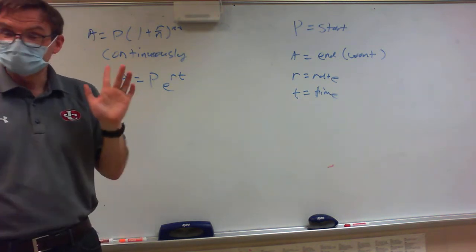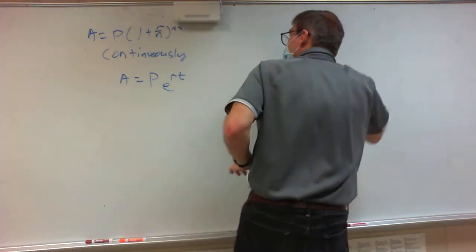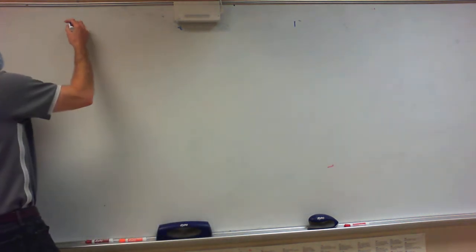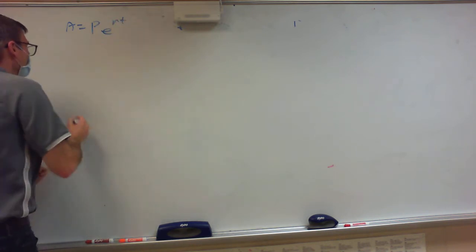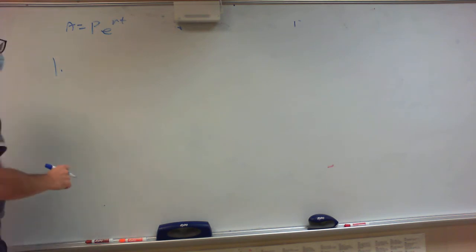Got it? So, I need the board space, and so this is going to have to go. And I'm going to put my little formula up here. And so I have A equals PE to the RT. And so we're going to talk type 1. Okay? First type of problem.